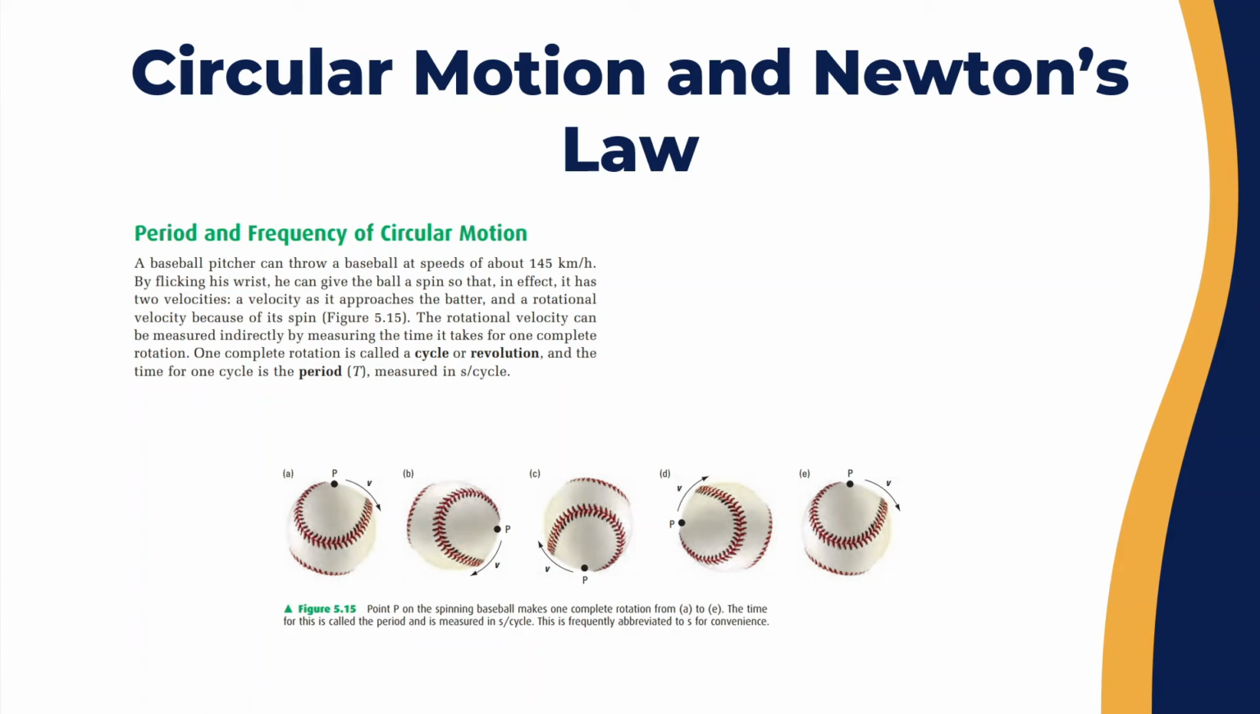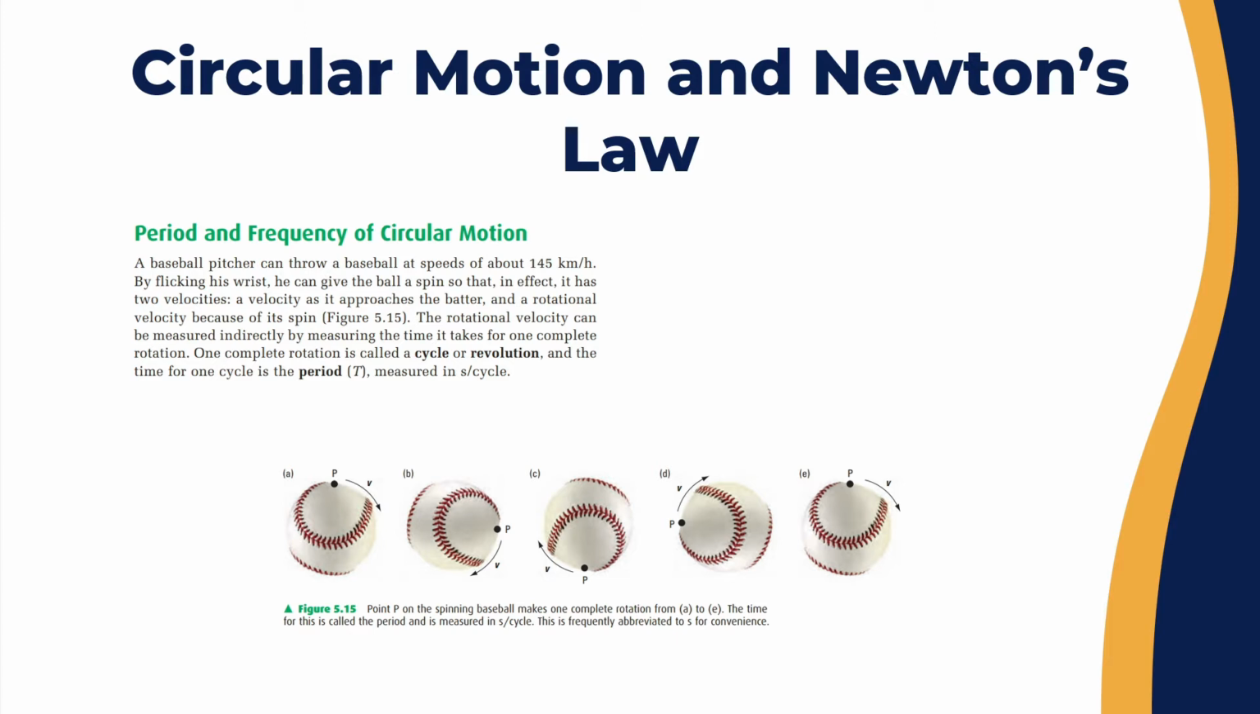As we're talking about circular motion and Newton's law related to circular motion, it is important to know the definition of the period and frequency of circular motion. Any object spinning around a center is called an object that is performing circular motion. Circular motion is directly related to cycles. Cycles and revolutions are directly related to periods, and periods are defined by frequency.